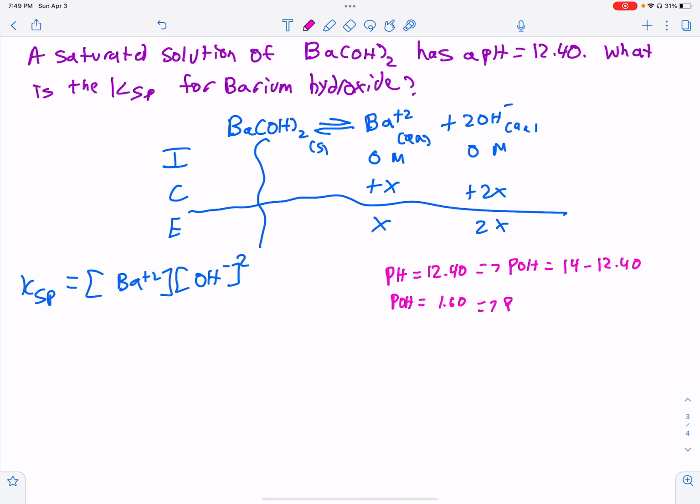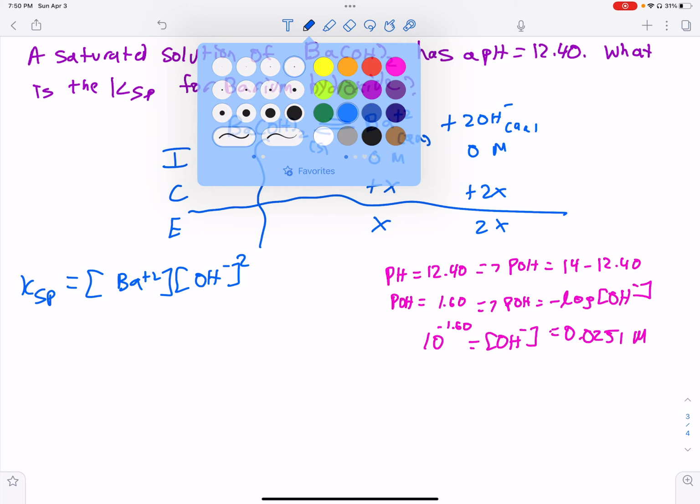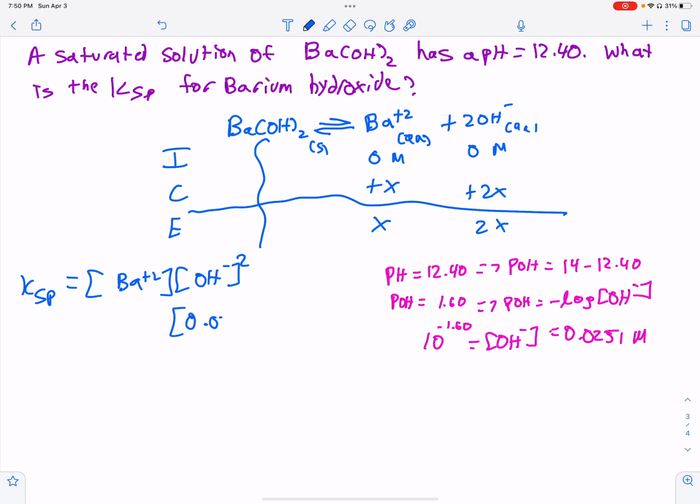Then I know the pOH is equal to the negative log of the OH concentration. So 10 to the negative 1.6 is going to equal the OH. So the OH concentration turns out to be 0.0251 molar. So I know that's going to go in here for the hydroxide ion concentration.